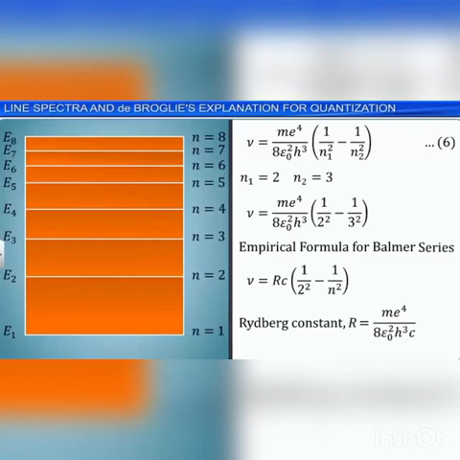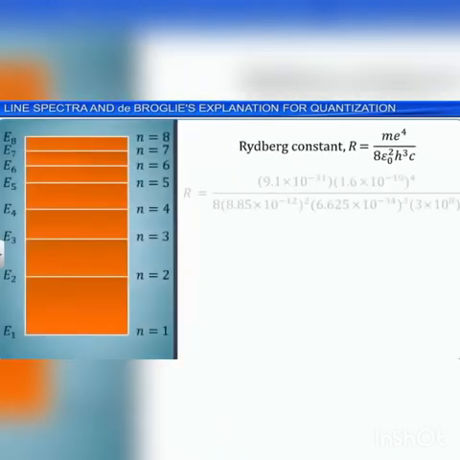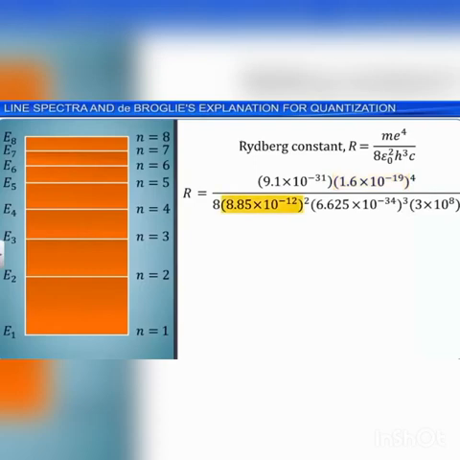Substituting the values of mass of the electron m, charge on the electron e, permittivity of free space epsilon naught, Planck's constant h, and speed of light c, we get R is equal to 1.03 into 10 to the power minus 7 per meter.